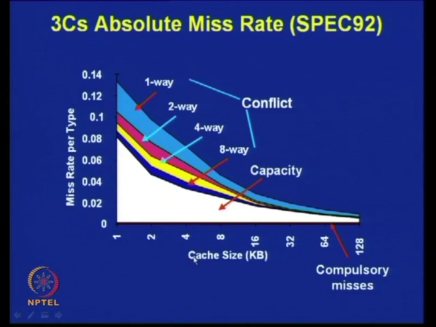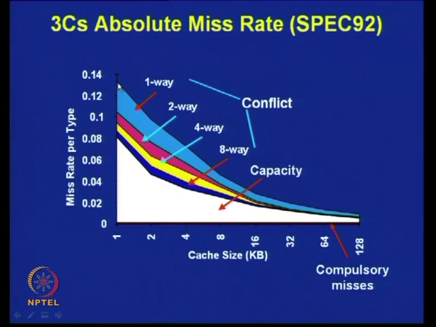And obviously, as you increase the cache size, as you can see, the miss rate is decreasing. And conflict misses are due to different types of associativity. That means capacity misses are because of the limited size of the cache. As you increase the size, the miss rate will decrease because of capacity misses. However, if you increase the associativity, as you can see, the miss rate decreases. The top portion, that blue portion, is due to direct mapping.